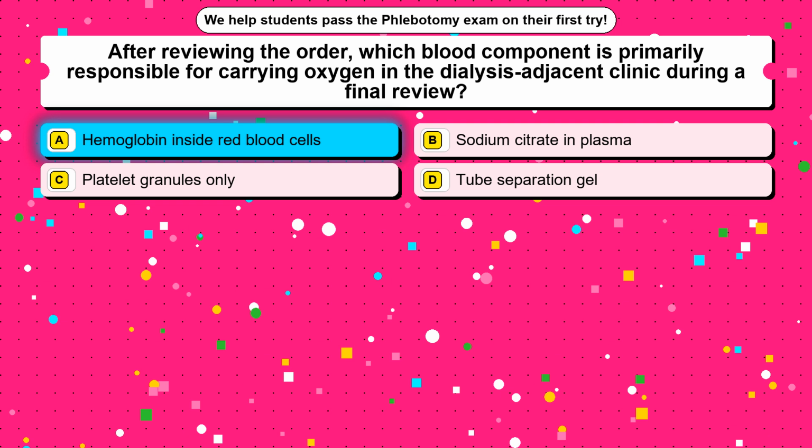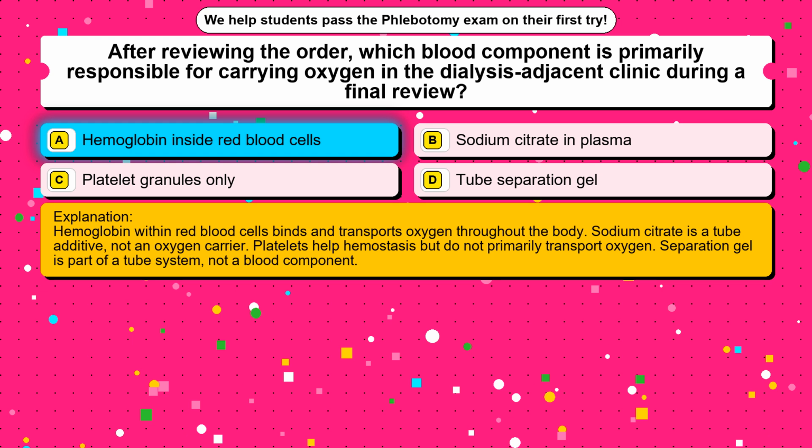The correct answer is option A. Hemoglobin inside red blood cells. Hemoglobin within red blood cells binds and transports oxygen throughout the body. Sodium citrate is a tube additive, not an oxygen carrier. Platelets help hemostasis but do not primarily transport oxygen. Separation gel is part of a tube system, not a blood component.